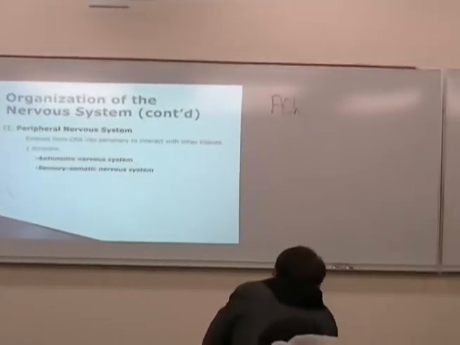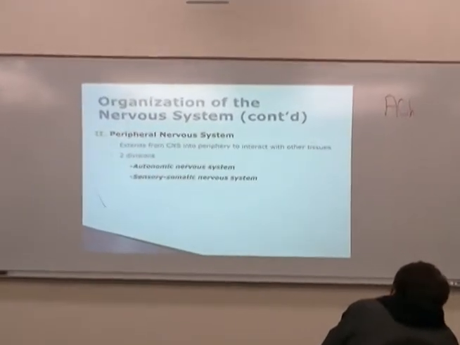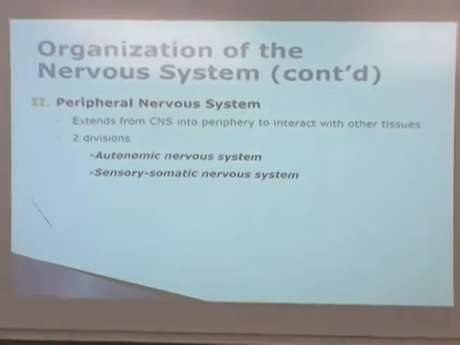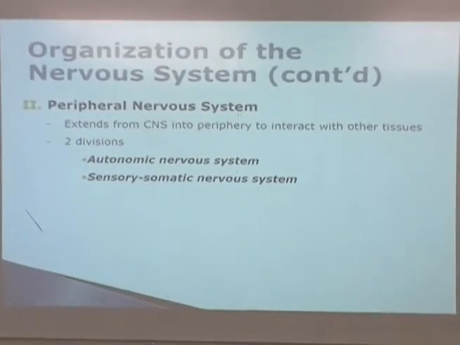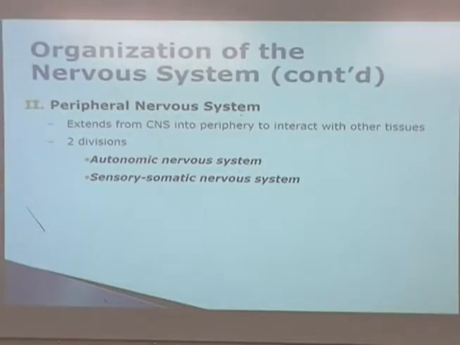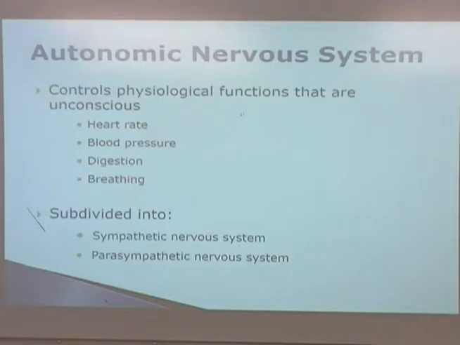Alright, so peripheral. Anything outside the brain and the spinal column is peripheral. And I have two sections of the peripheral, the autonomic and the sensory nervous system. The autonomic nervous system controls unconscious types of things.